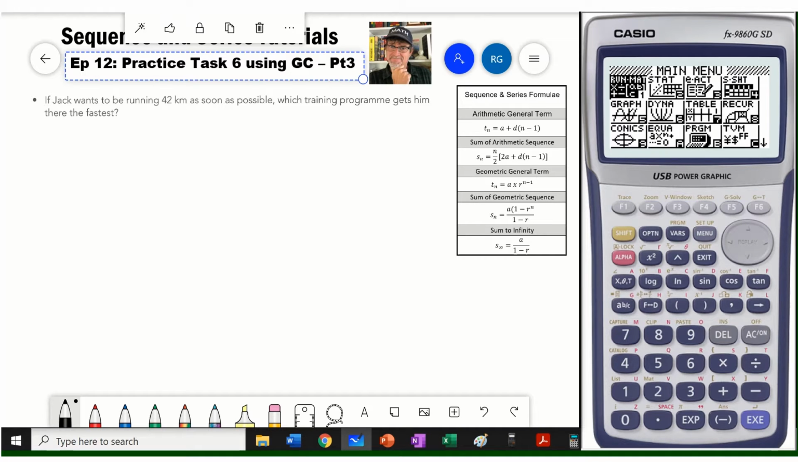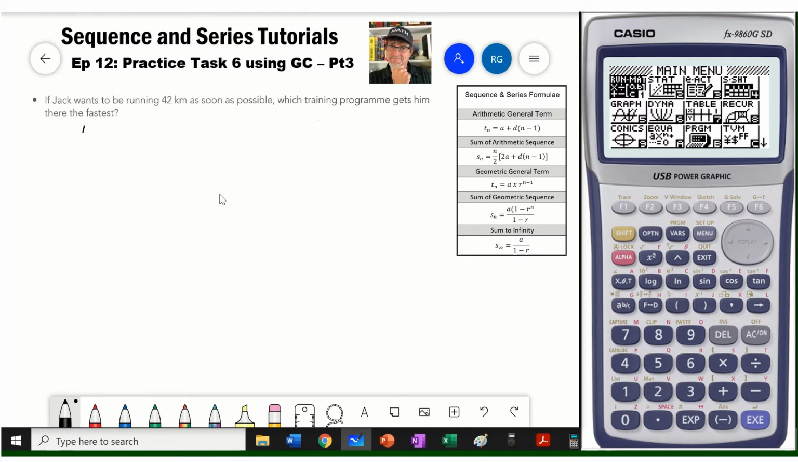All right, we are on to part 3 of practice task 6 using the graphing calculator. If Jack wants to be running 42 kilometers as soon as possible, which training program gets him there the fastest?